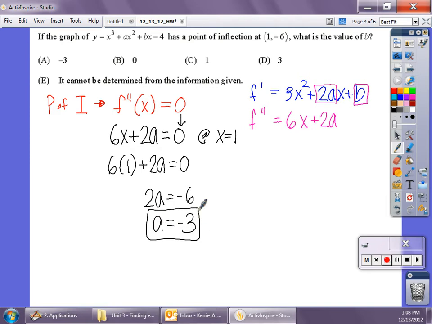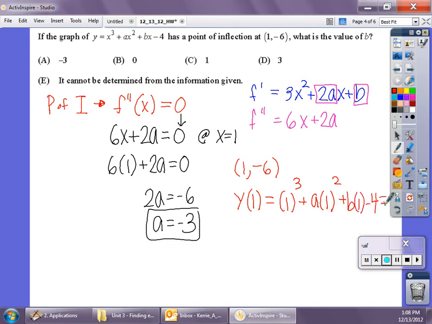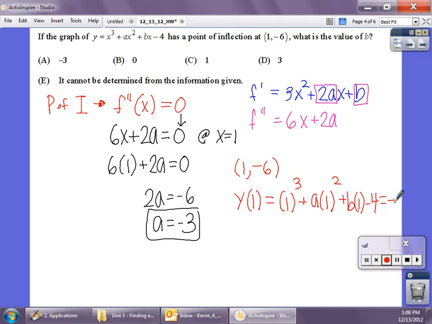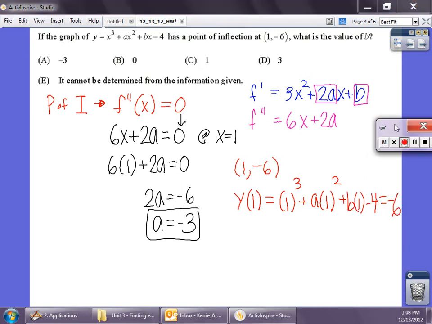So I found a, which is not what they asked me for. I need b. Now, the only way I could find b is there must be another equation to use. If you remember the original point that they gave us, the point 1 comma negative 6. If it's the point on the curve, then I should be able to substitute it into the y function. And when I substitute 1 in, the y value should be negative 6. So now I have another equation I can solve.